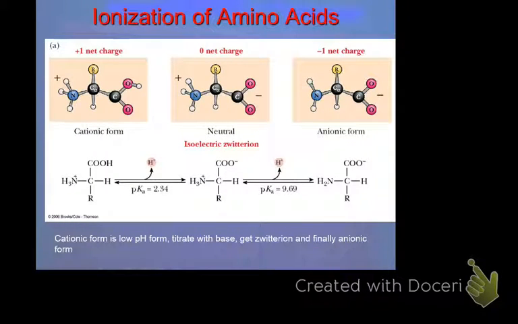Now, one thing I do want you to know is the ionization of amino acids. When it's in its zwitterionic form, that's whenever the amino group has a positive charge and the carboxylic acid has a negative charge, so it's net neutral. If you go to a low enough pH, you can actually force the carboxylic acid to take that hydrogen back.